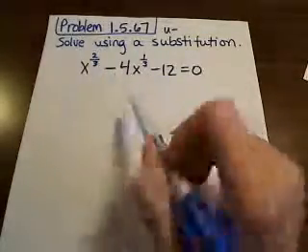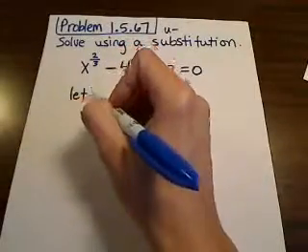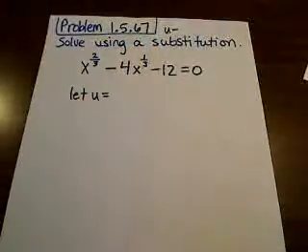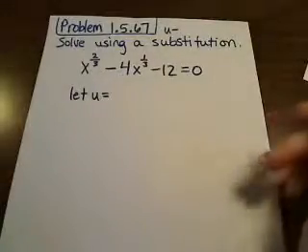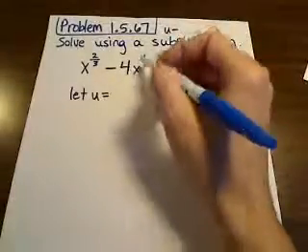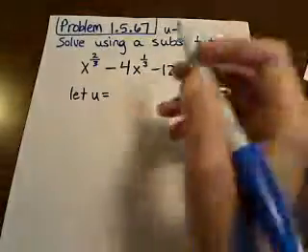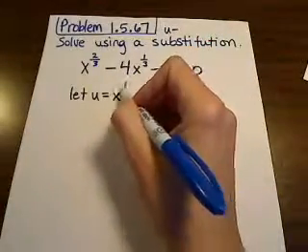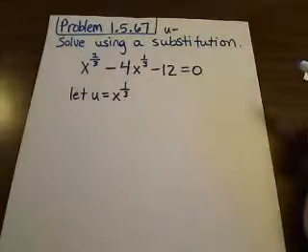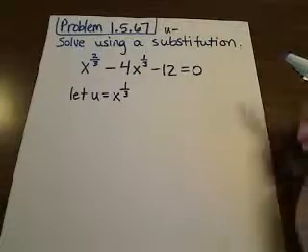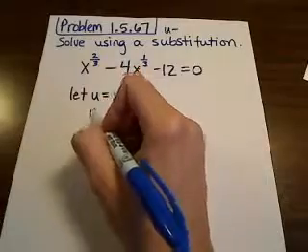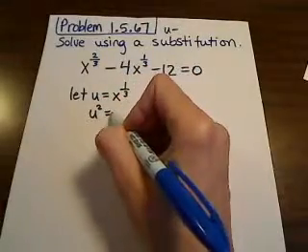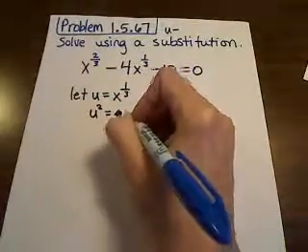So something like this, what I would do is let u equal whatever this is right here. And since that's an x to the 1/3, I'm going to let u equal x to the 1/3. And then if I were to take this and square it, squaring it would mean squaring this side, but also squaring this side.